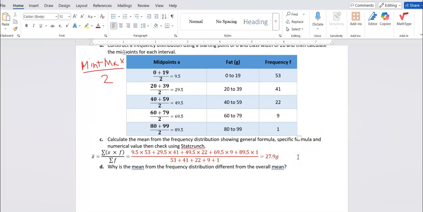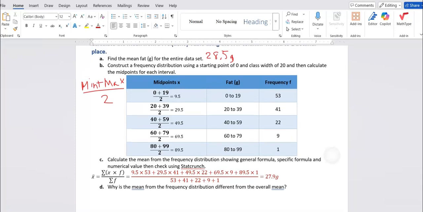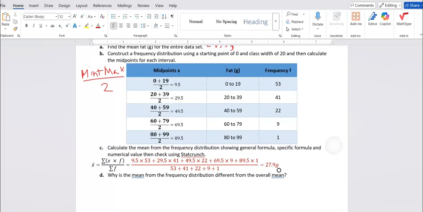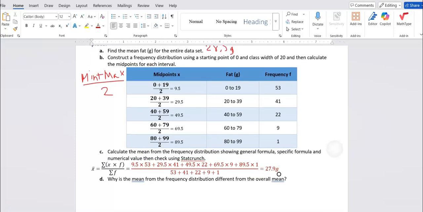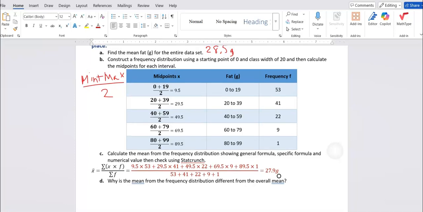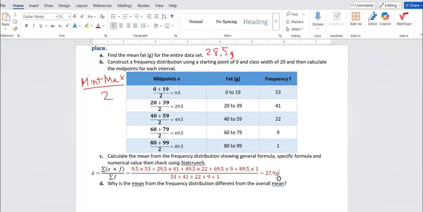So notice that the mean of 27.9 is different than the mean of 28.5. It is slightly less. So what happens? Why is the mean from the frequency distribution different from the overall mean? Remember that when you're calculating the mean from the frequency table, you're accounting for the midpoints, not the actual values. So you're taking that middle value for all of them. Why is it slightly lower? Well, if you notice the frequencies, the 53 and the 41, there are larger frequencies in the lower intervals. So it's going to lower that mean because of those frequencies.